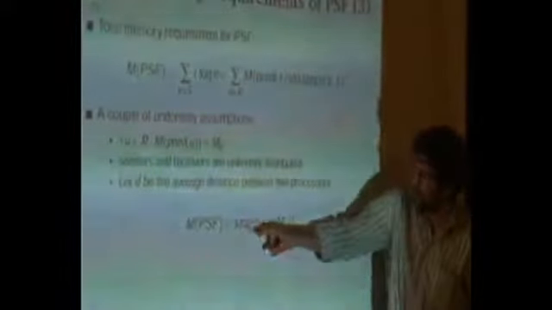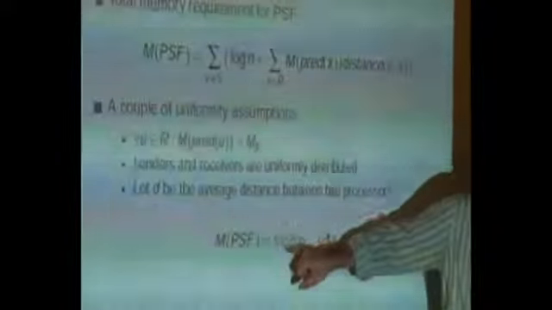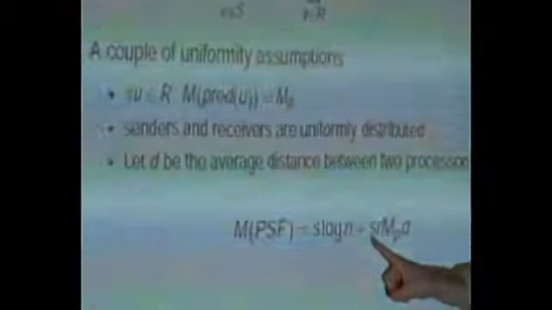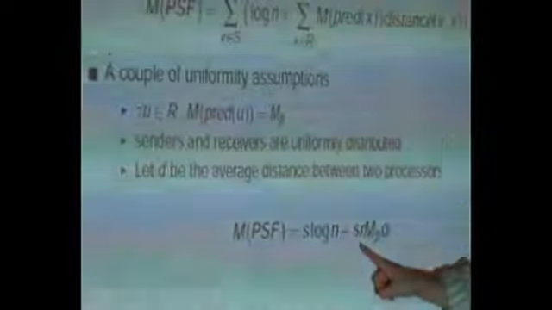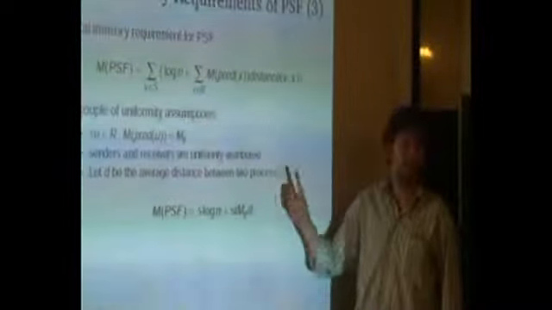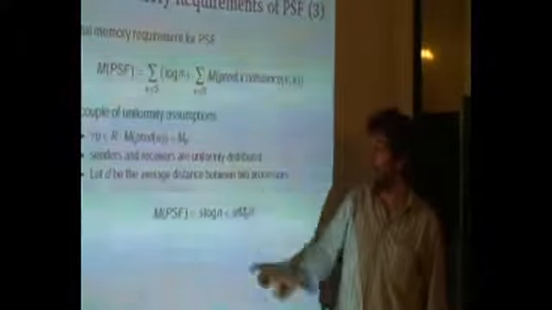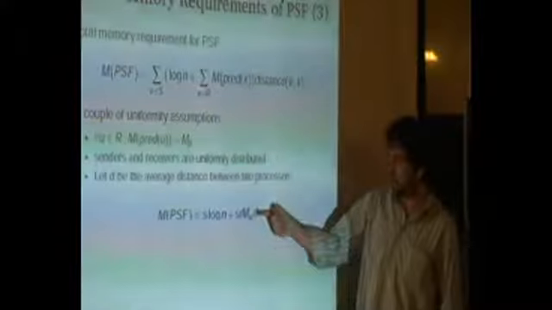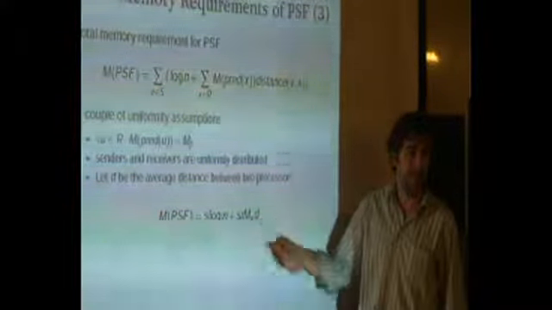So you have a fixed amount. This is the amount for the header function, the init function. And this is the amount for every source times every receiver, times the size of the predicate, times D. What is D? D is the average distance between two processes. Okay, so this is the size, the memory complexity.